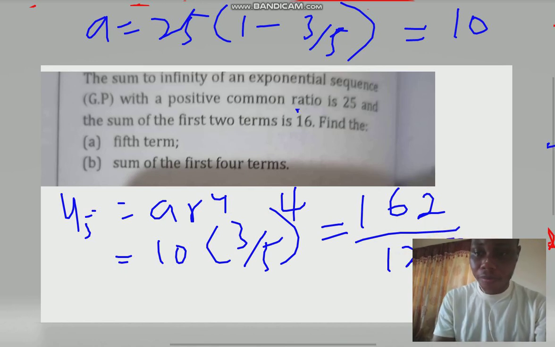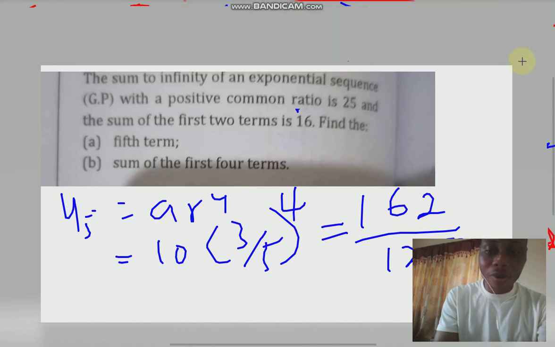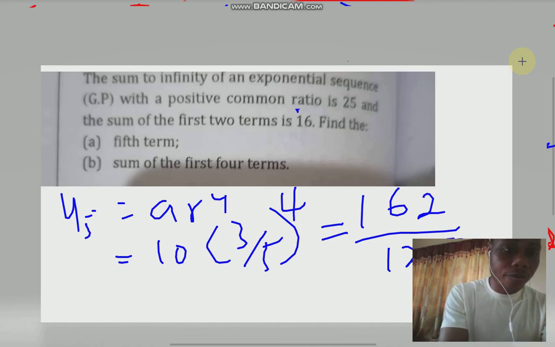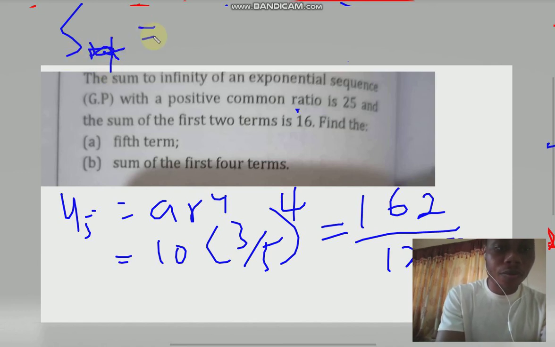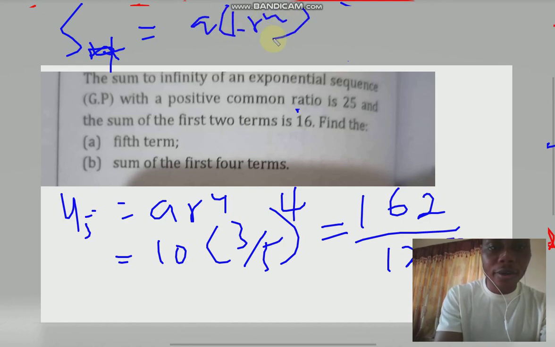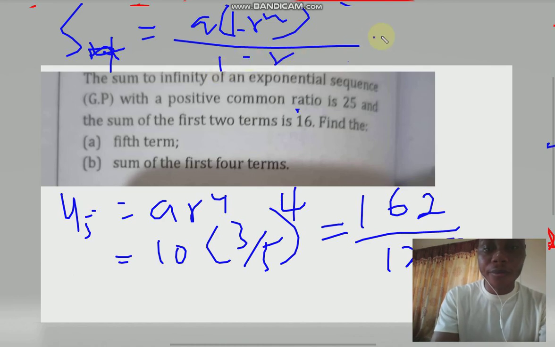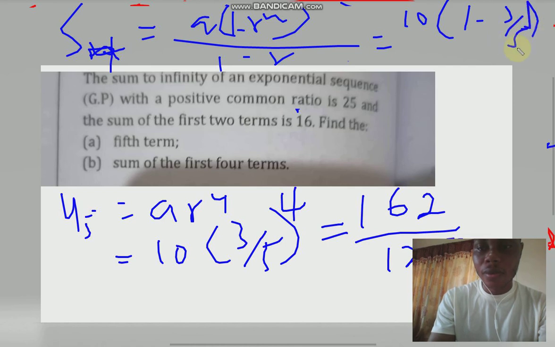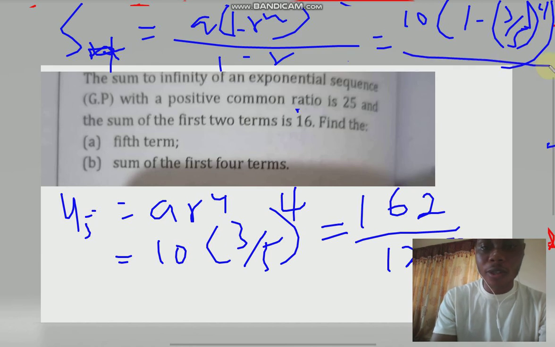So that is my fifth term. And then the sum of the first 4 terms. Alright, so you know the sum formula. Sum of the first 4 terms is a times 1 minus r to the power n over 1 minus r. Our a is 10, bracket 1 minus 3 over 5 to the power 4, bracket close, over 1 minus 3 over 5, right?